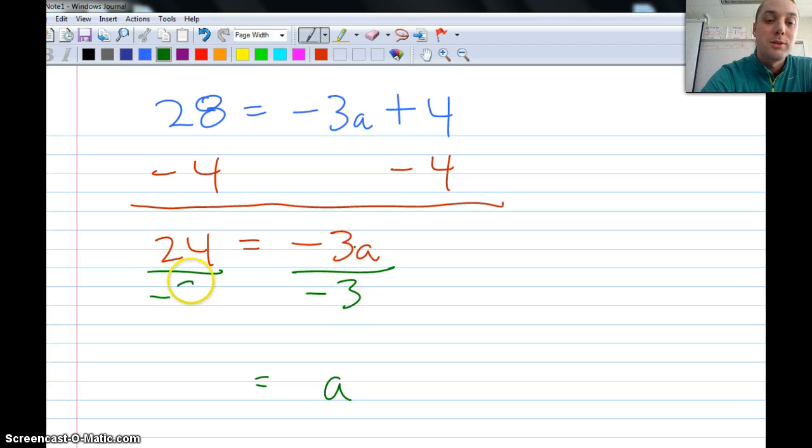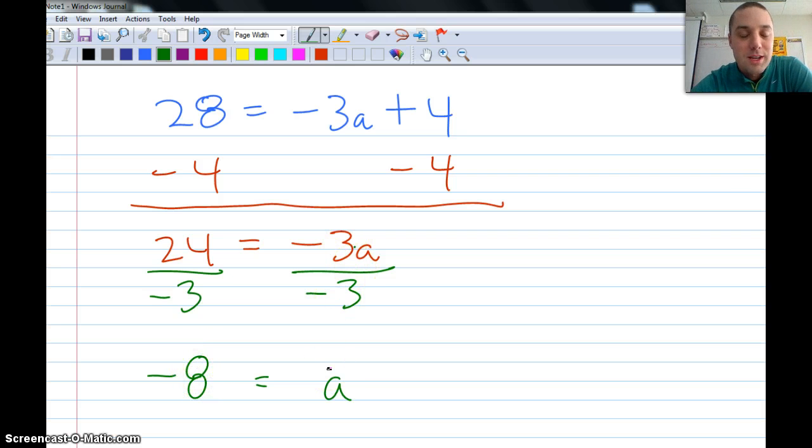Whatever I do to one side, I do to the other. Common mistake is people want to go plus 3 there. By the way, don't do that. It's a multiplication problem, so divide. Back here, positive 24 divided by negative 3 is negative 8. Our negative 3's cancel. So our answer is a negative 8.